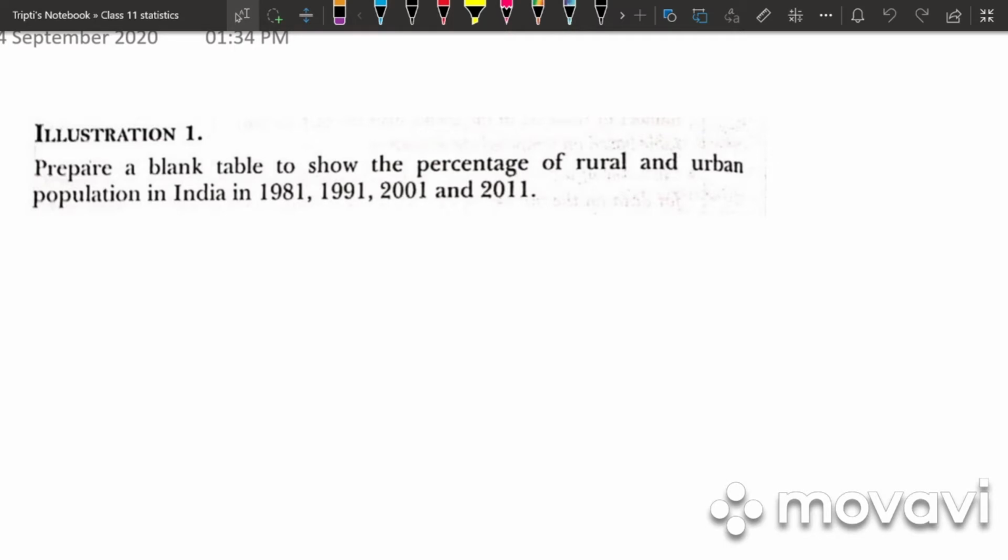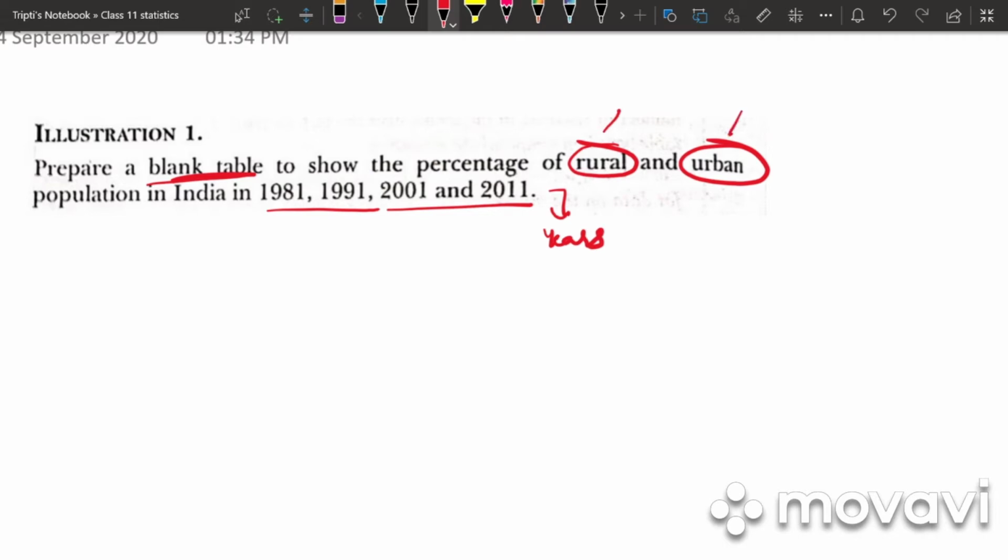Let's go on to illustration 1. Prepare a blank table to show the percentage of rural and urban population in India in 1981, 91, 2001 and 2011. So in this problem, they have asked us to prepare a blank table to show the percentage of rural and urban in the following years. So we need to prepare a blank table which will be having columns of years and sub-columns rural and urban.